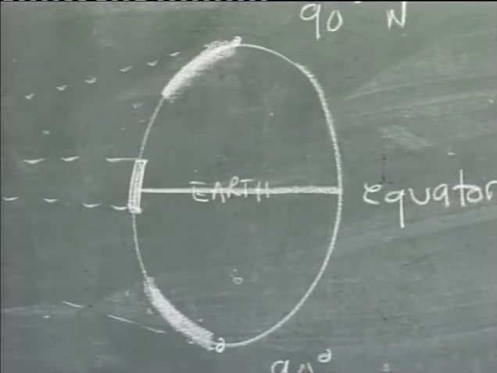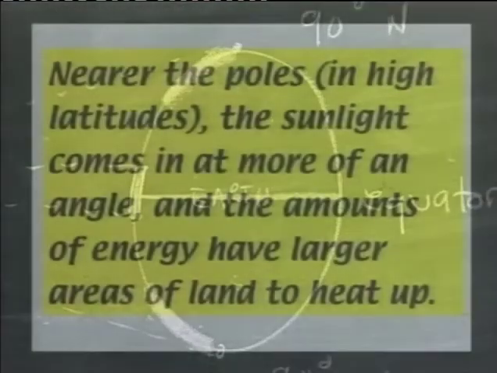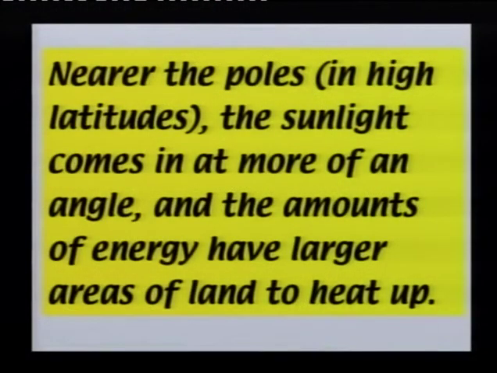As a result of the heating, because the sun is concentrated on a smaller area, the temperatures here are more intense compared to the temperatures towards the north and the south pole. Because the area is larger, the heat is spread. It is not concentrated. Therefore, the temperatures around the polar regions, or away from the equator, are a little bit cooler.